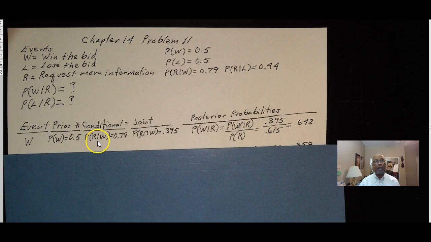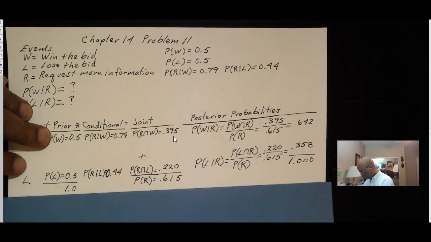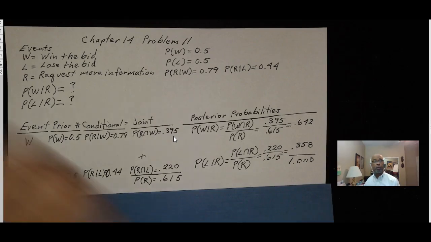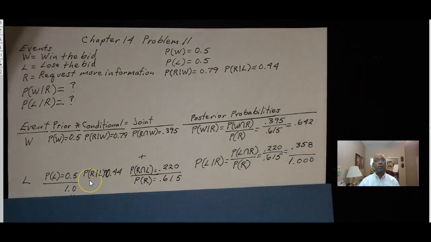So the 0.5 times the 0.79 gives us the probability of additional information and winning, which is 0.395. Likewise, the probability of losing is 0.5 multiplied by that conditional probability of additional information given that the bid was lost from historical data of 0.44. We multiply those two together, we get the probability of additional information and losing of 0.220.